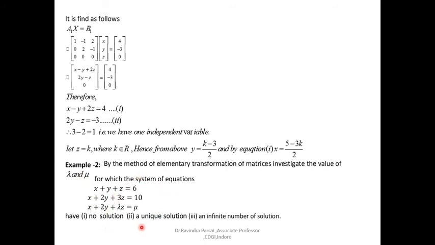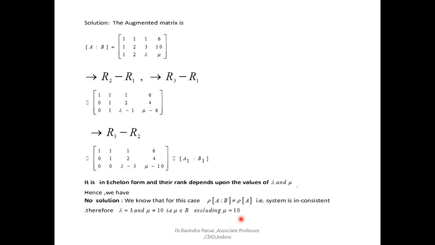For which this system has no solution, has a unique solution, and has many solutions. So the strategy is like the previous case. First you write the augmented matrix: 1 1 1 6, 1 2 3 10, 1 2 lambda mu. You make the elements below to 0. So R2 minus R1 and R3 minus R1 gives you 1 1 1 6, 0 1 2 4, 0 1 lambda minus 1, mu minus 6.